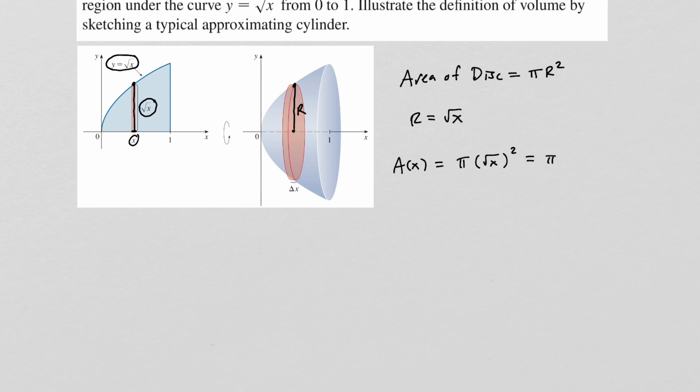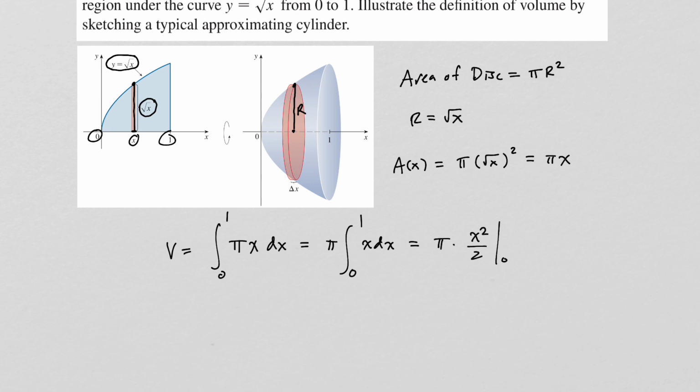So if we do the math here, we have pi times x, and now the volume is just going to be the integral from x equals 0 to x equals 1 of the area function, which is pi x dx. Pi, of course, is a constant, and so that can be factored out of the integration process. And we end up with pi times x squared over 2 from 0 to 1. And this is pi times 1 squared over 2 minus 0 squared over 2. And of course, this is simply pi times 1/2, which is pi over 2.